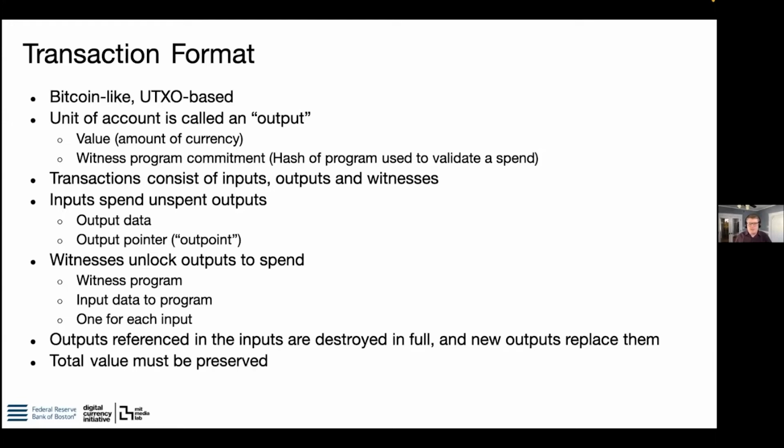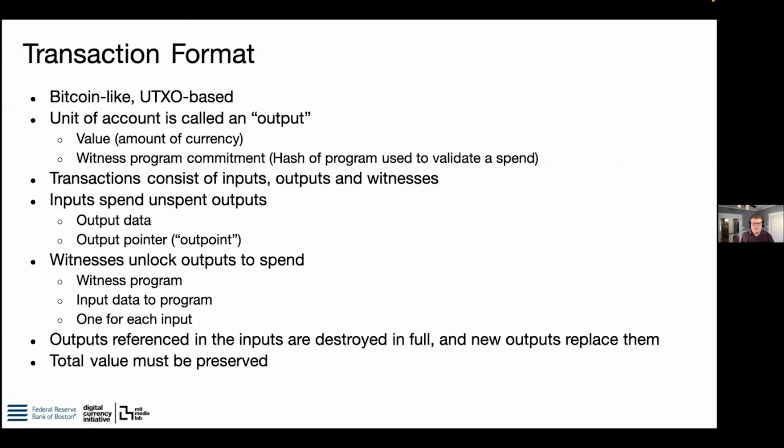So transactions consist of a list of inputs, which is the money being spent in the transaction, the outputs, which are the new set of funds that are being created as a result of spending the inputs, as well as a list of witnesses, which are the input data to these witness programs in the inputs, which will determine whether a valid spend can be made of that output.